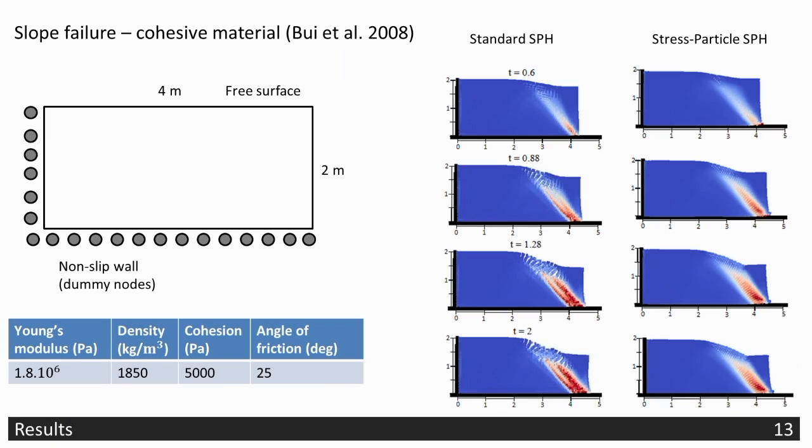spoken about. So the next example that I looked at was the dam break of the cohesive material, which I showed at the beginning, where you get the fracturing in the material due to the tensile instability. And again, this is the inside approach. And when you have the stress points, the effects of the instability have been almost completely eliminated.